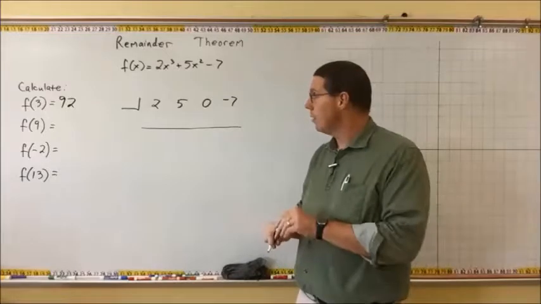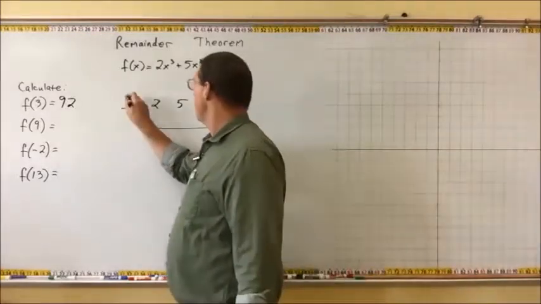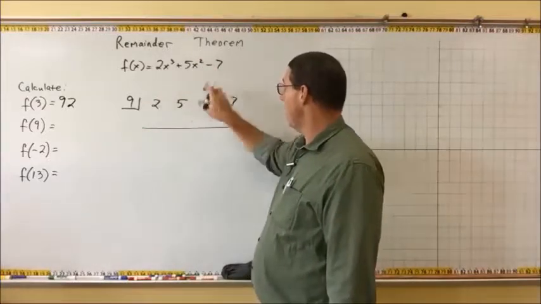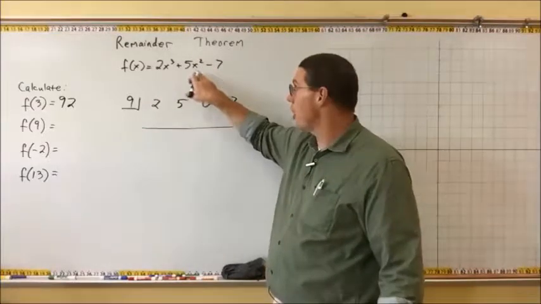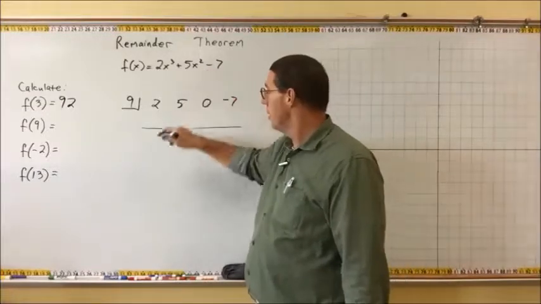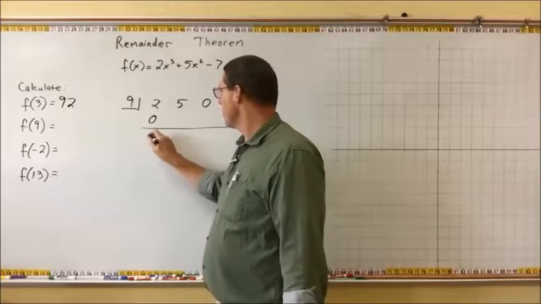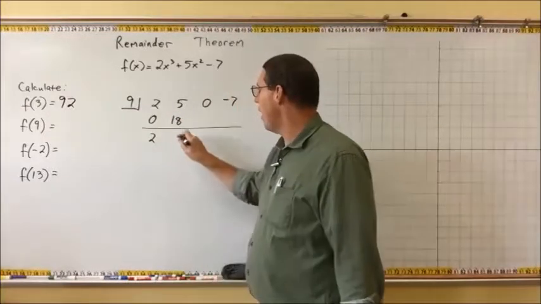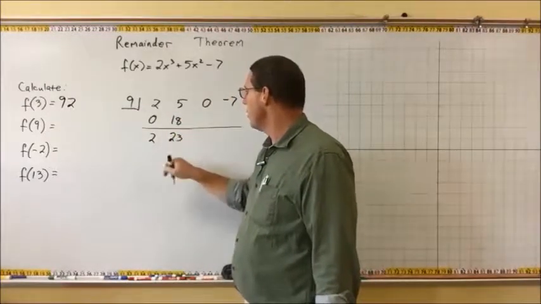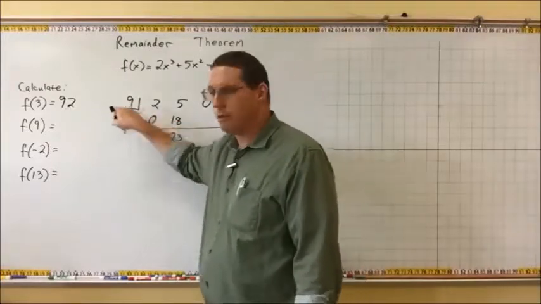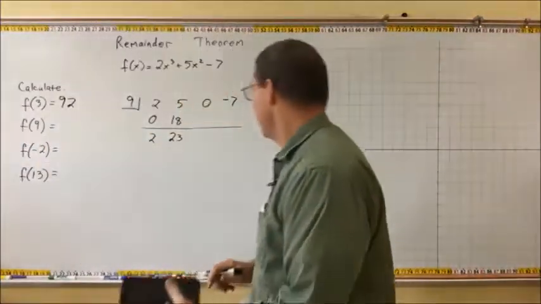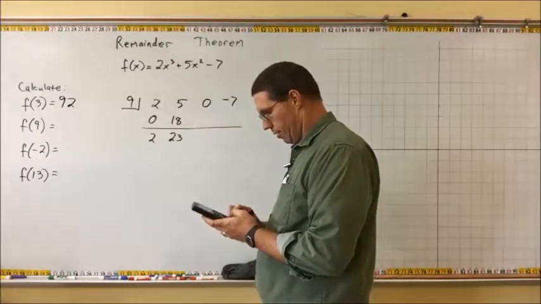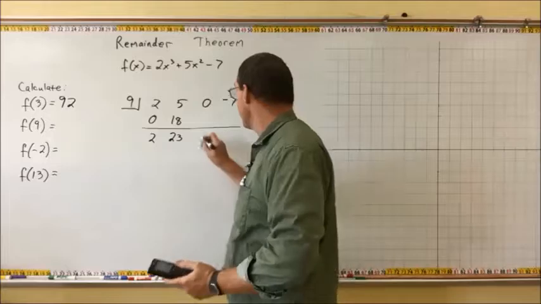Okay, so now I'm going to do it. I put a 9 in the half box, and the same 2, 5, 0, and negative 7. Remember, the 0 is here because there's no x to the first power term. Put a 0 here. 2 plus 0 is 2. 2 times 9 is 18. 18 plus 5 is 23. Now, we may need a calculator for this. What's 23 times 9? 23 times 9 is 207.